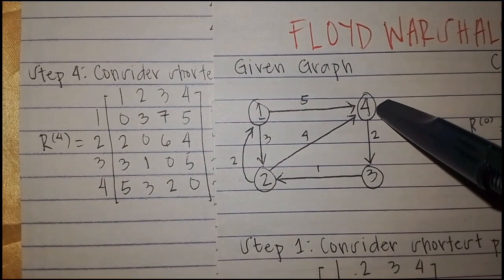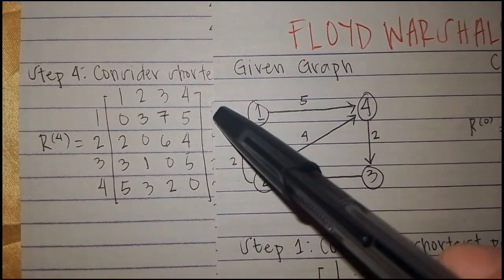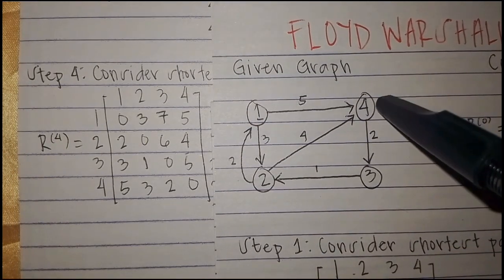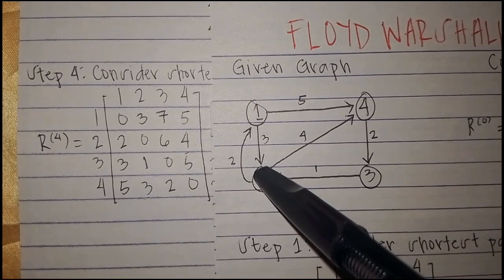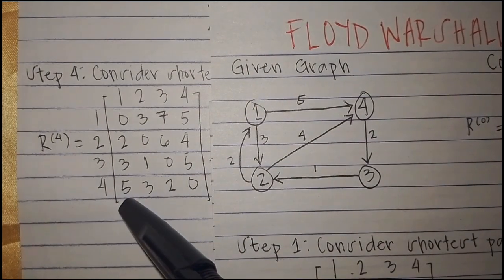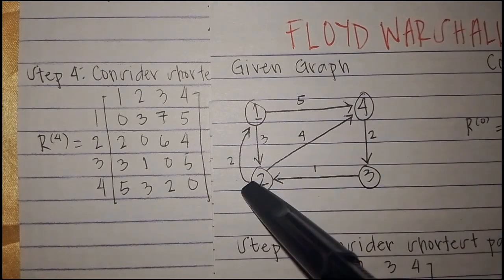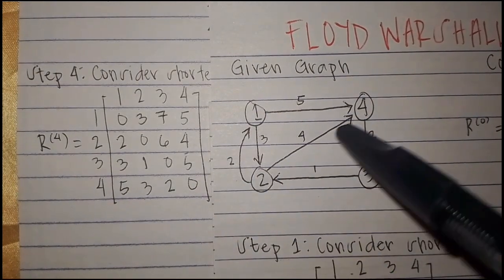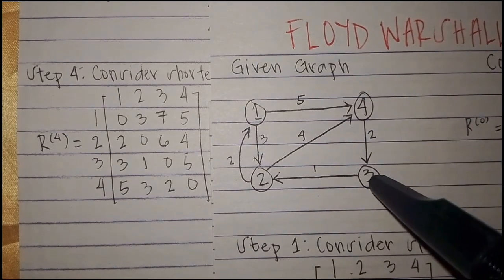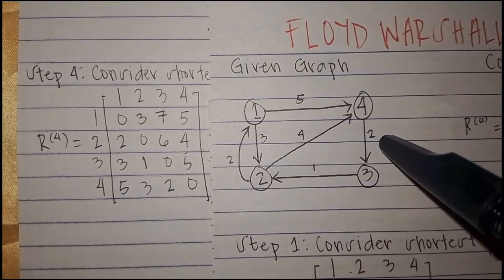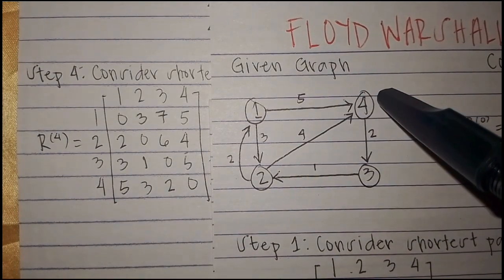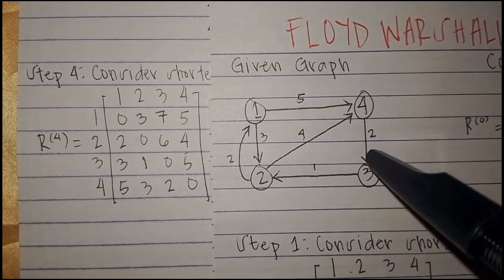Next is 4 to 1. As you can see, there is no direct path. So through the vertex 4, we need to consider 4 to 3, 3 to 2, and 2 to 1. So 2 plus 1 plus 2 is 5. So 4 to 1 is 5. Then 4 to 2. There is no directed path also. So through the vertex 4, we need to consider 4 to 3 and 3 to 2. So 2 plus 1 is 3. So 4 to 2 is 3. Then 4 to 3, the distance is 2.